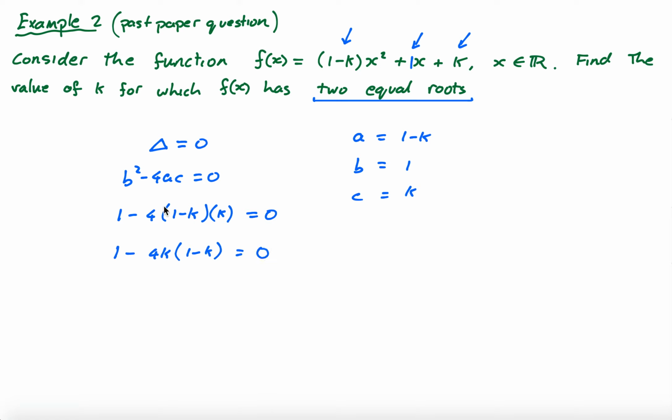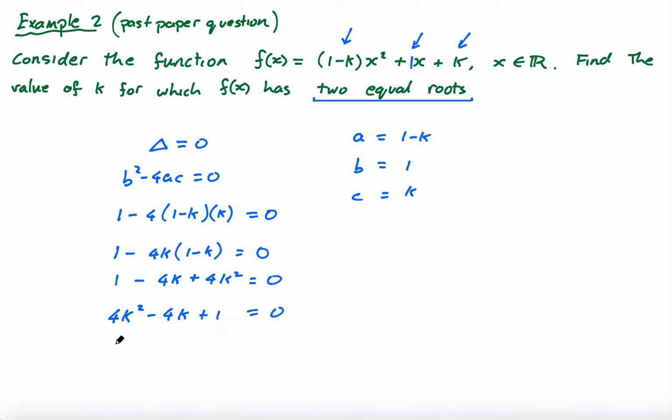Sometimes students mess up here when they're multiplying 3 things. So try and just break it down, make it as easy as possible. So this is 1 minus 4k times 1 is minus 4k. And now I have negative 4k times negative k, which gives me plus 4k squared equals 0. Now I have a new quadratic with k's. So it's 4k squared minus 4k plus 1 equals 0.